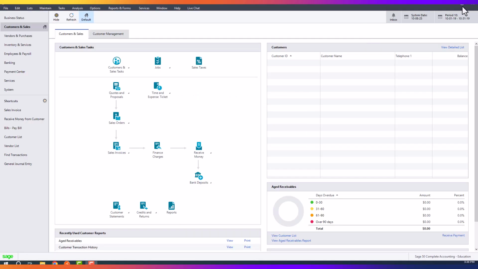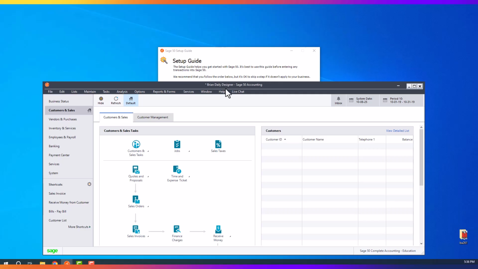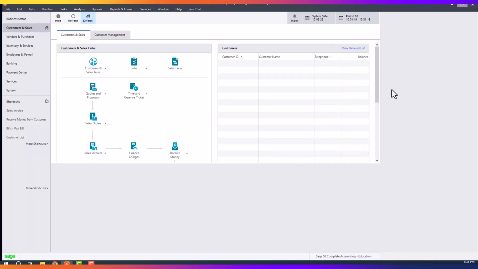So once again, before you get started with the work, make sure that you're looking at the correct company. Look at the top of your Sage window here, make sure that it's showing Your Name Designer Company. And then once it is, we can start doing the task.